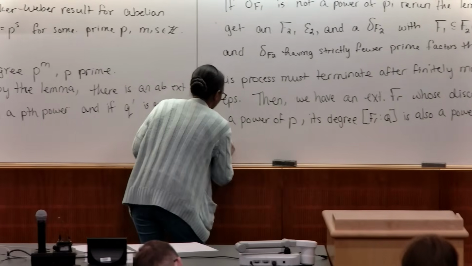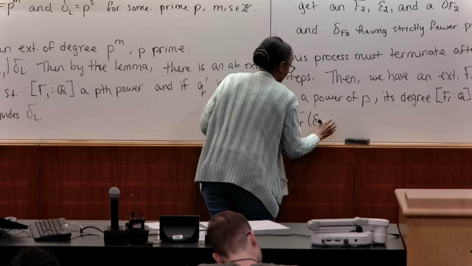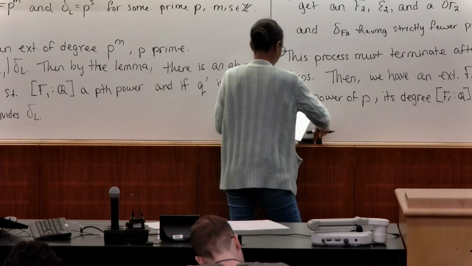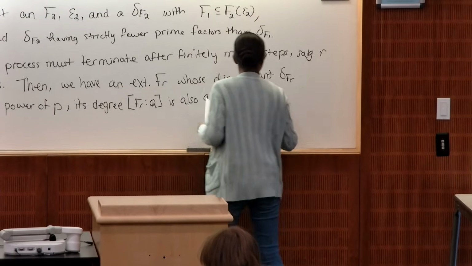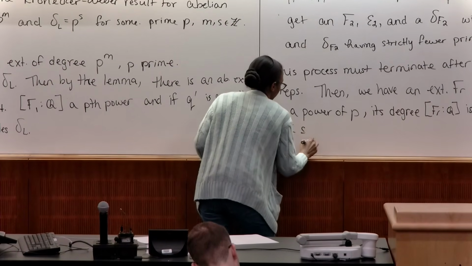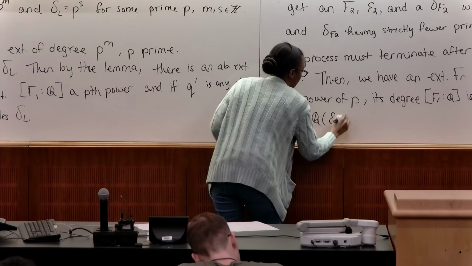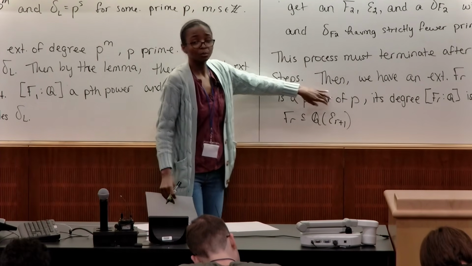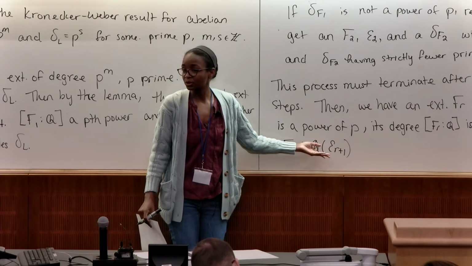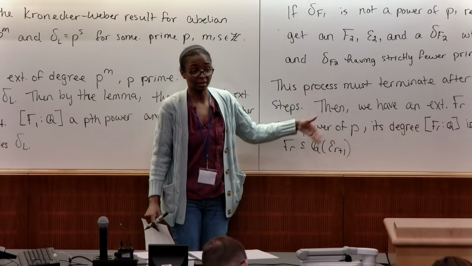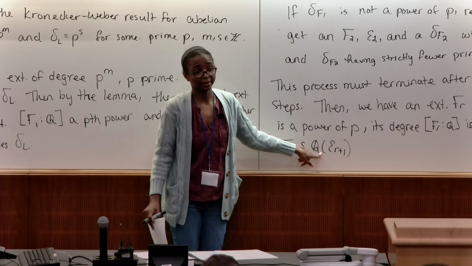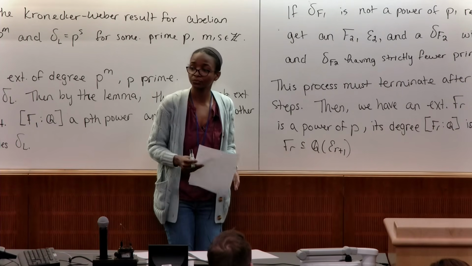And sort of running this one more time if we need to, we conclude that FR is contained in Q adjoin some root of unity. Okay. I'm not making any claims about which root of unity it is. I'm just saying that I have run this argument enough times so that I've gotten myself down to a prime power extension that is contained in some cyclotomic extension. Okay?